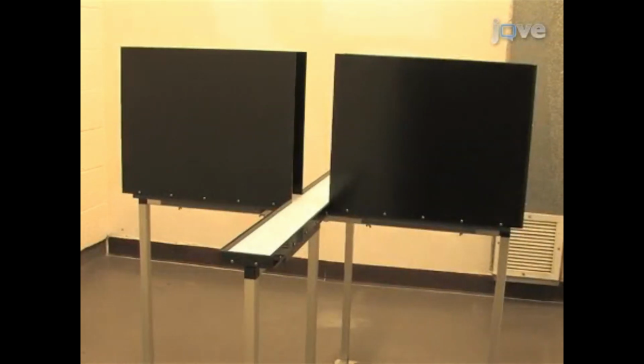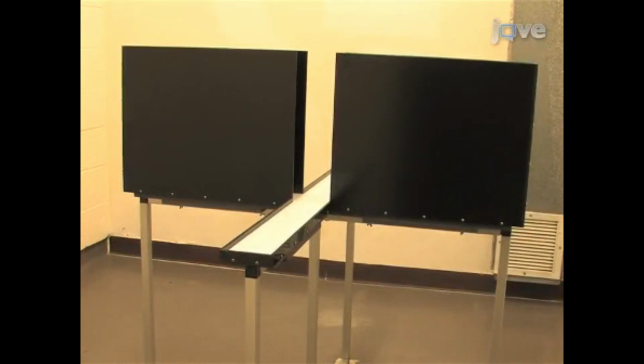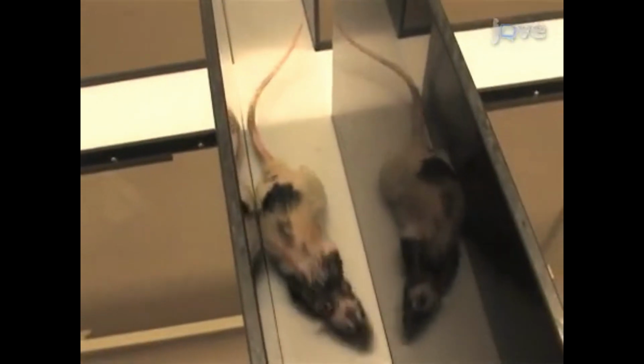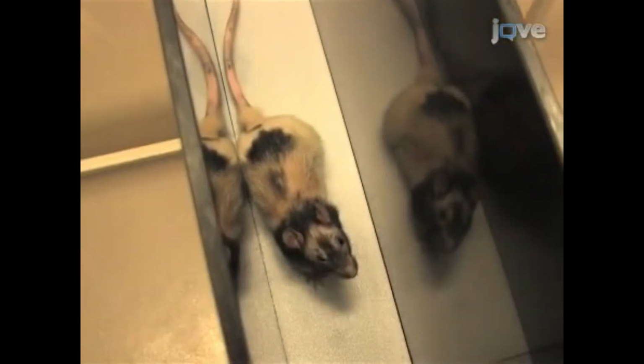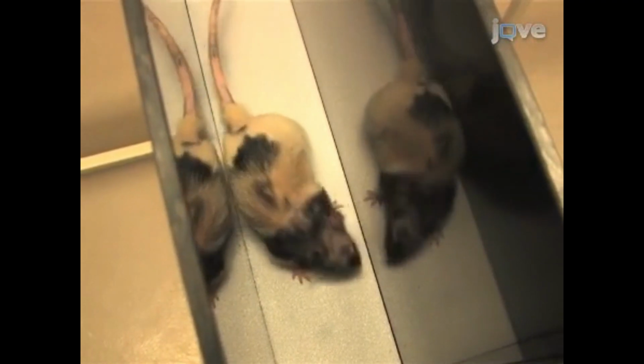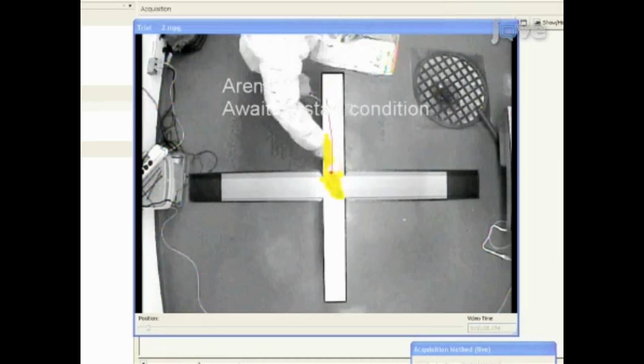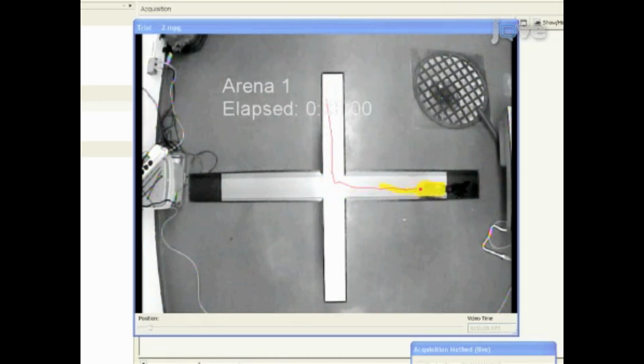The elevated plus maze measures levels of anxiety in rodents. Before testing, ensure that the maze is cleaned thoroughly. To begin, place the animal into the center portion of the maze facing the open arm away from the experimenter. Allow the animal to explore for 5 minutes. The number of entries and amount of time spent in the open and closed arms is tracked using automated tracking software.